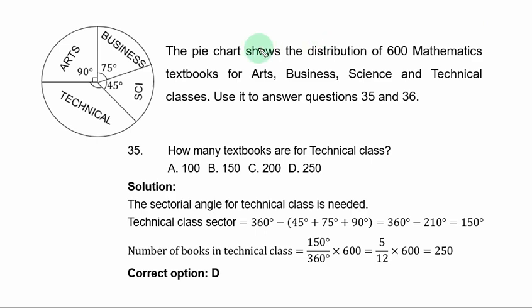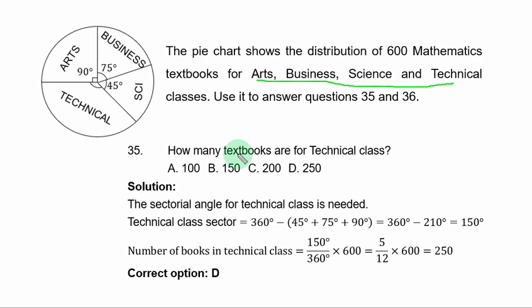The pie chart shows the distribution of 600 mathematics textbooks for arts, business, science, and technical classes. Use it to answer questions 35 and 36. Let's look at the first part there, 35. How many textbooks are for technical class?